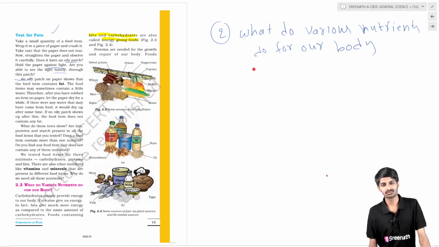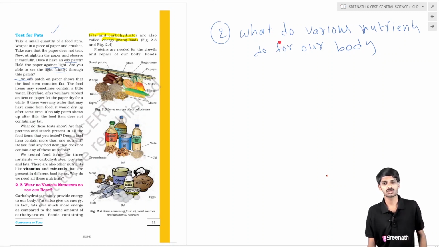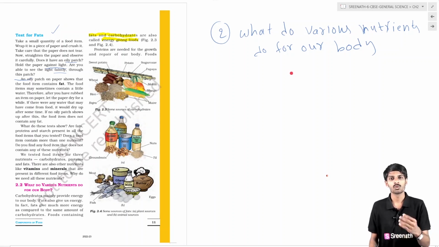Until now, what we have studied: food, how food is prepared from ingredients, and those ingredients contain some food components which are needed by our body. Those food components are nutrients, and we have seen the different types of nutrients and performed some tests for them. Now, what do various nutrients do for our body? We have said that all those nutrients are required for our body. In which way are they helping our body? Now we are going to learn about this.